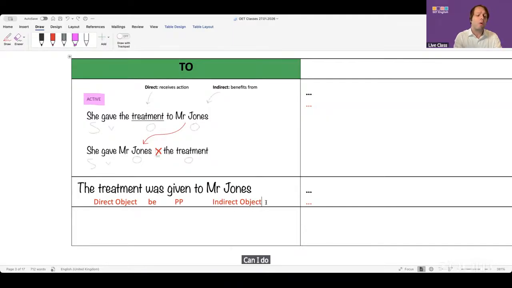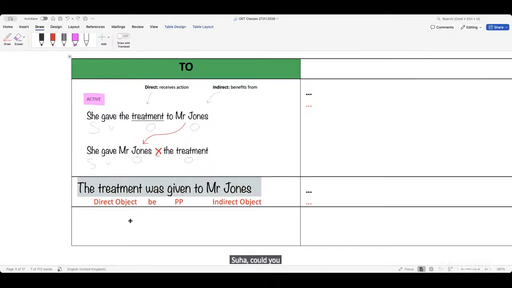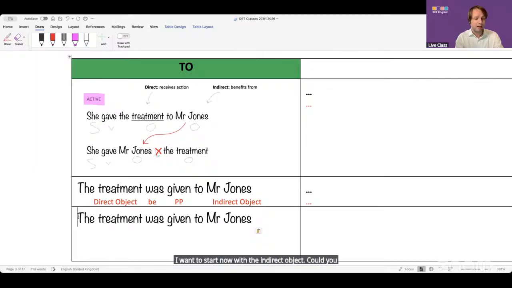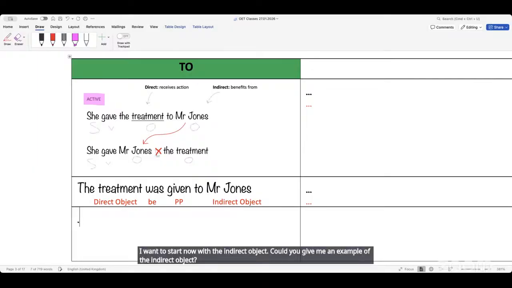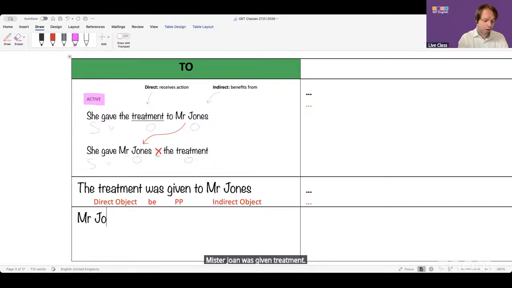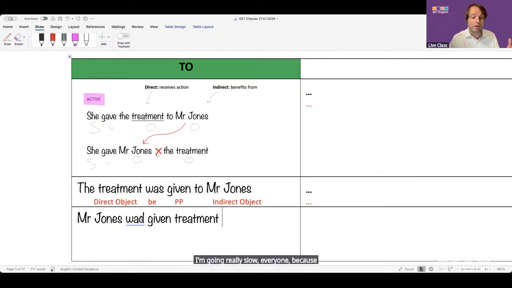Can I do the other one? What's the other one then, guys? Put your hands up if you want to do this for me. Suha, could you give me an example? I want to start now with the indirect object. Mr. Jones was given treatment. I'm going really slow, everyone, because I just want everyone to really follow what's happening, okay?